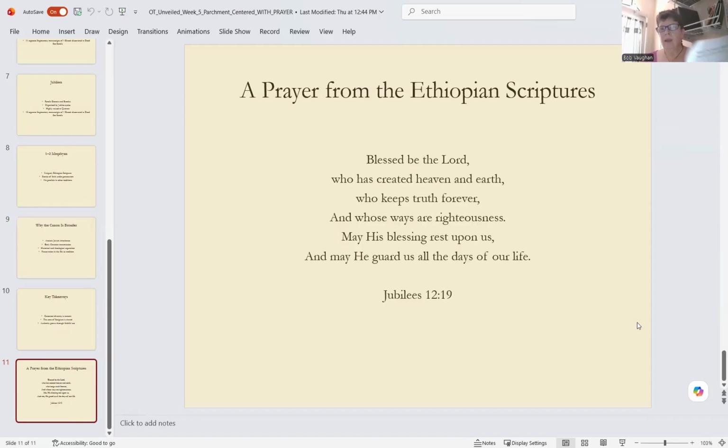So I'd like to close with a prayer from Jubilees. If you read along with me, blessed be the Lord who has created heaven and earth, who keeps truth forever, and whose ways are righteous. May his blessings rest upon us, and may he guard us all the days of our life.